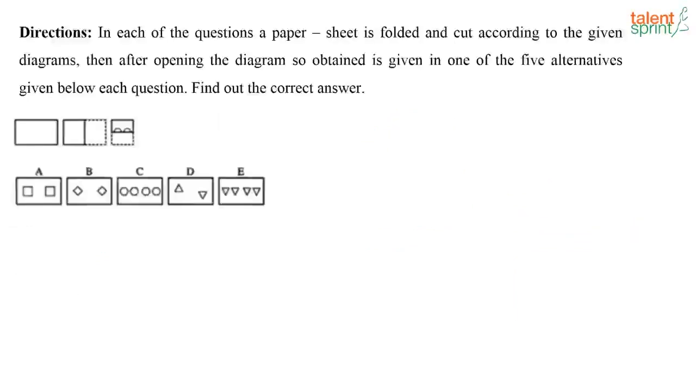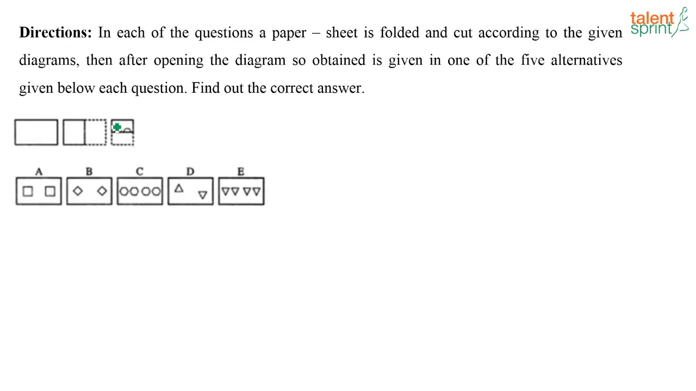Clear? In each of the following questions, a paper sheet is folded and cut according to the given diagrams. Then after opening, the diagram so obtained is given in one of the 5 alternatives given below in each question. Find out the correct answer. So again a question on paper folding and cutting. What do you do here? As I said, trace back.